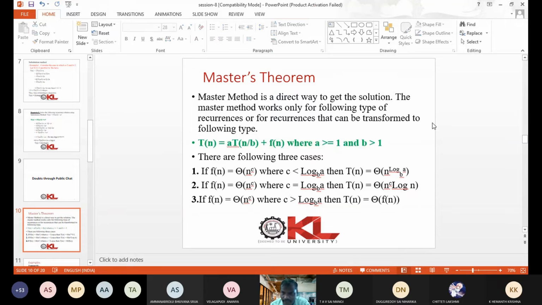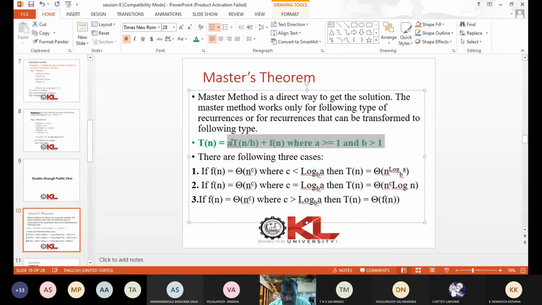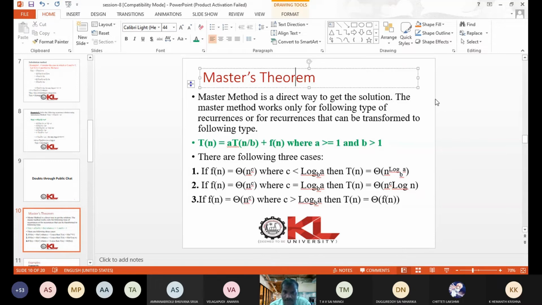Very, very important, because the Master theorem can be applied if and only if the recursive equation is in this form. What is the form? T of n equal to A into T of n by B plus f of n, where A greater than or equal to 1 and B greater than 1. So first we check whether the given equation is in this form or not. If it is in this form, then we can apply Master's theorem.